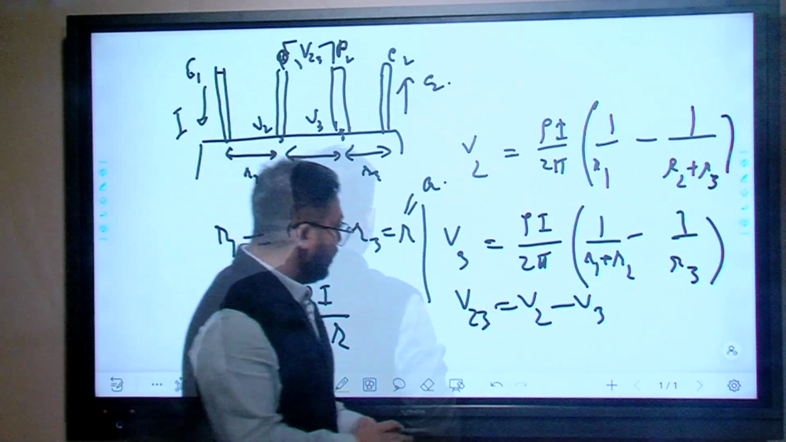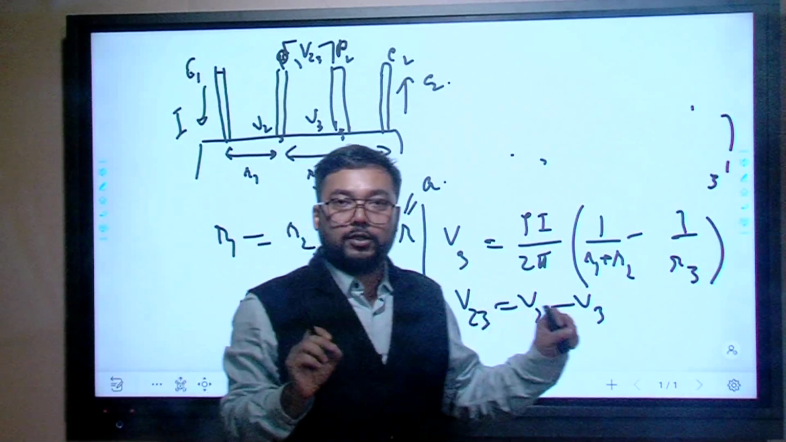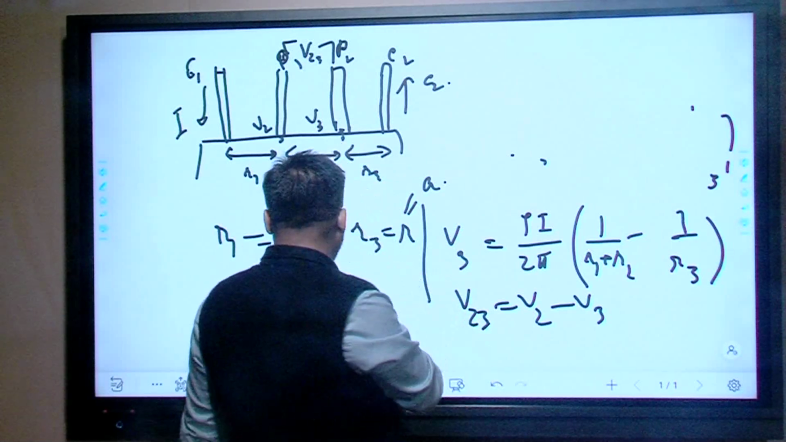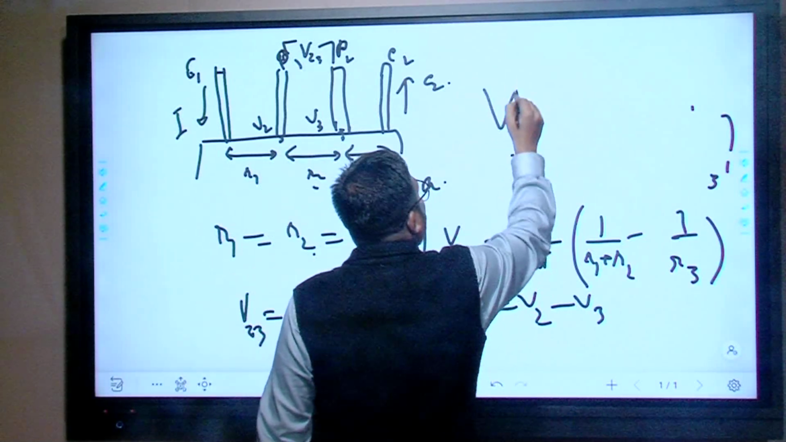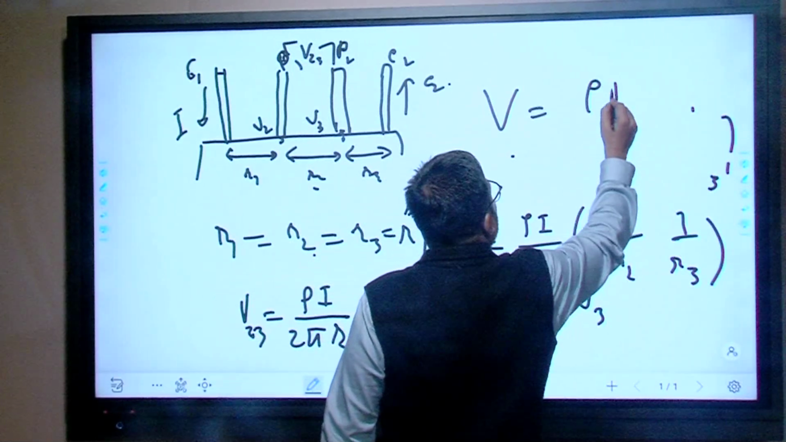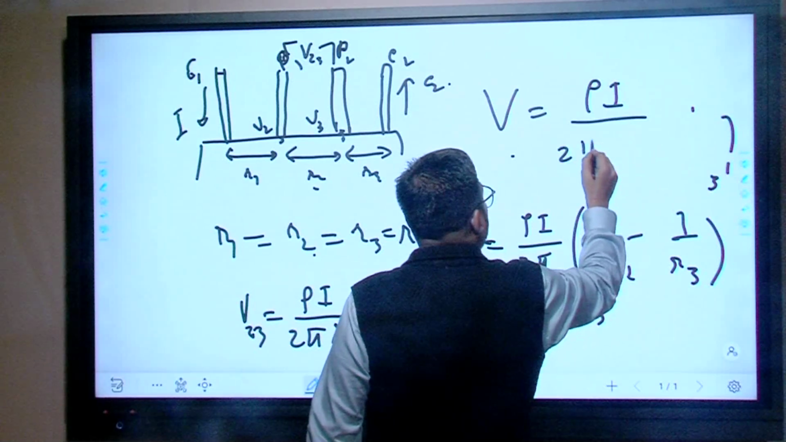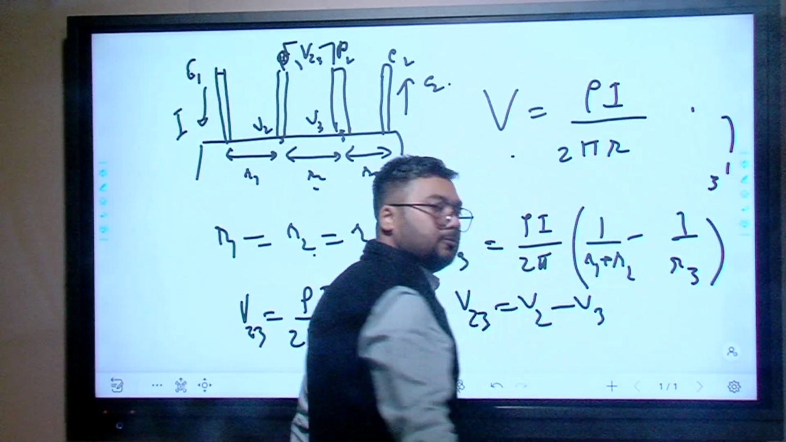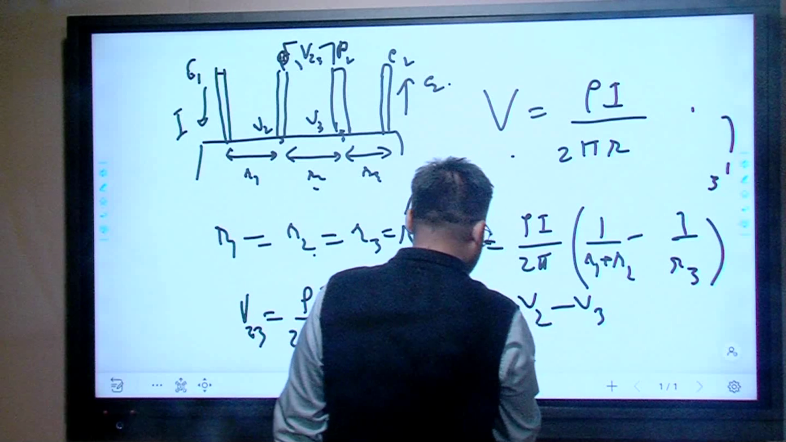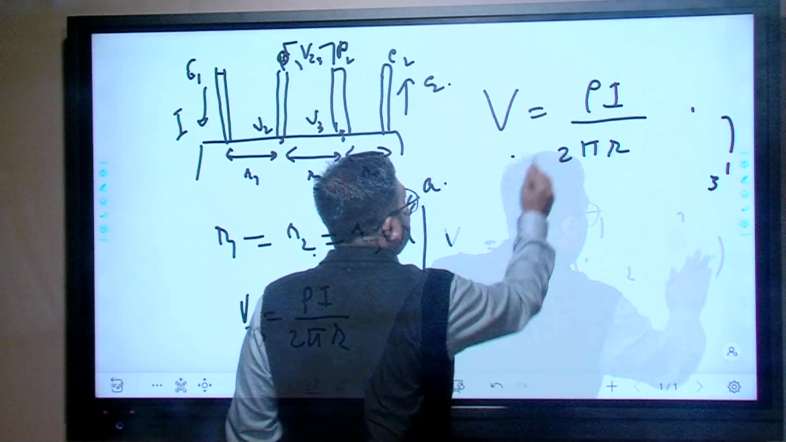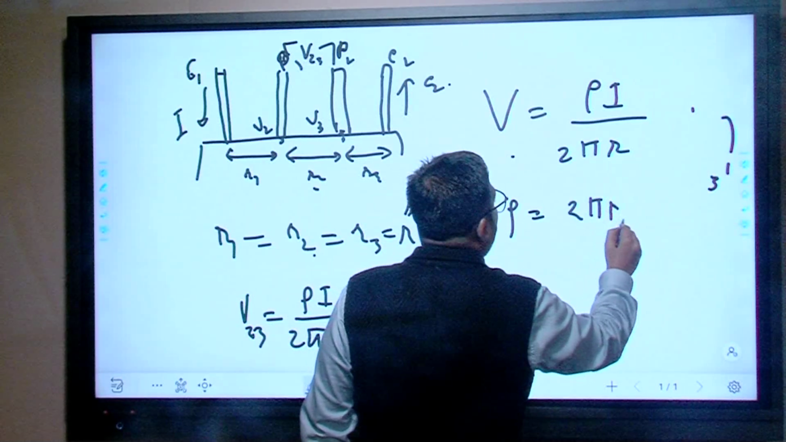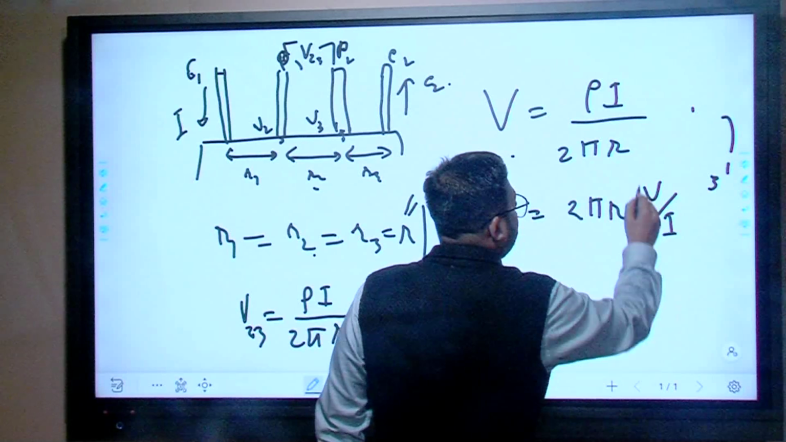Okay, so V23 is the potential difference between the potential electrodes P2 and P3. So if I write V23, that is my potential as V. V is equal to rho I by 2 pi r, where r is small r. I'll take this to the other side to get the resistivity. So what will be my resistivity? From here, resistivity is 2 pi r V by I.